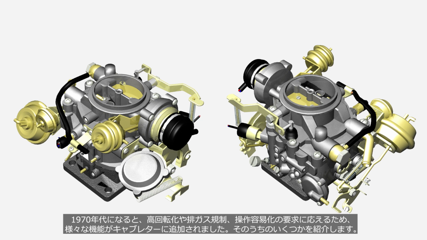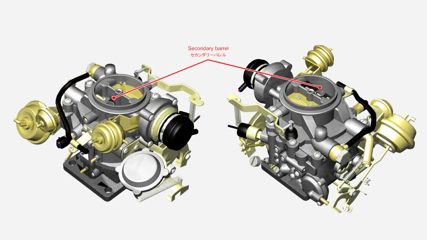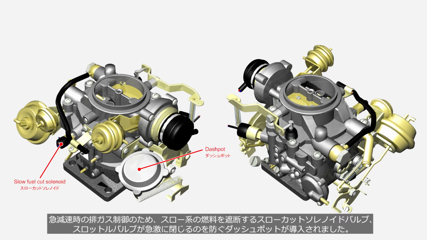In the 1970s, various devices were added to carburetors to meet the demands of higher engine revs, emission regulations, and ease of driving. To accommodate the higher engine revs, secondary barrels were added to optimize the air-fuel ratio for both low and high engine speeds. For controlling exhaust emissions during rapid deceleration, a slow fuel cutoff solenoid valve and a dashpot were implemented. The slow fuel cutoff solenoid valve closes the fuel passage during rapid deceleration. The dashpot prevents rapid closure of the throttle valve.